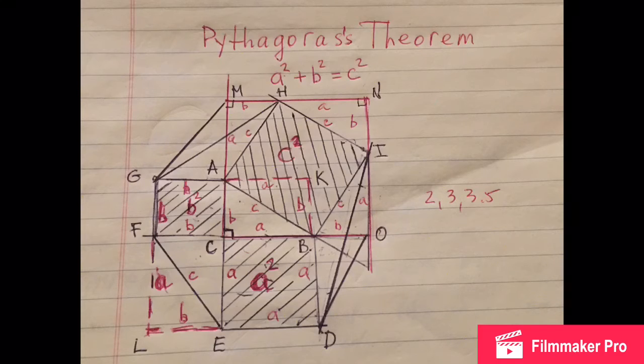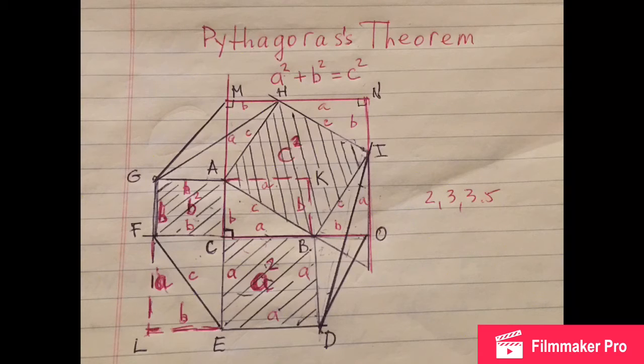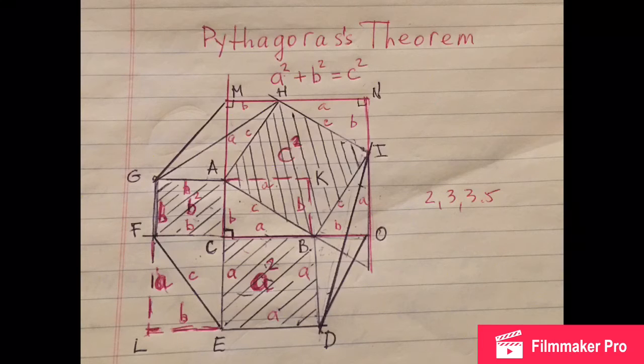Now we can see four equal triangles inside of the square MNOC. They are triangle MHA, triangle HNI, triangle IOB, and triangle BCA. Each of them is a right triangle with legs a and b and the hypotenuse c.